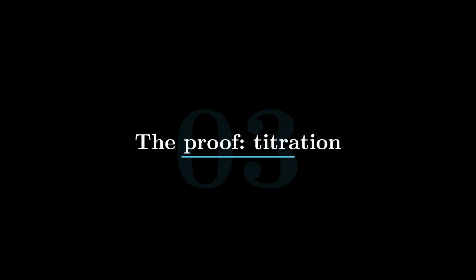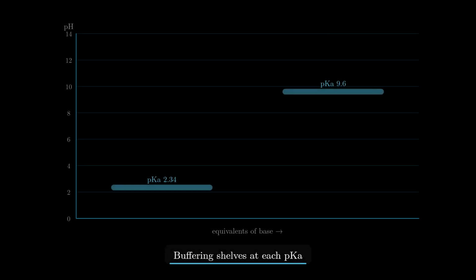Here's the experiment that proves the whole framework: the titration curve. Take that acidic glycine and add base, drop by drop, plotting pH the whole way. You get a curve with 2 flat shelves, 2 buffering regions, one centered on each pKa at 2.3 and at 9.6. On those shelves, pH barely moves as you add base, because the half-protonated group is soaking up the change.